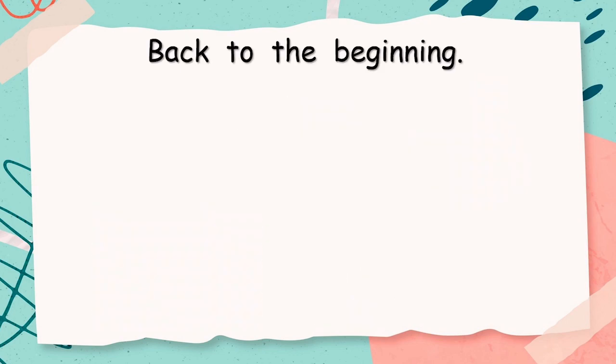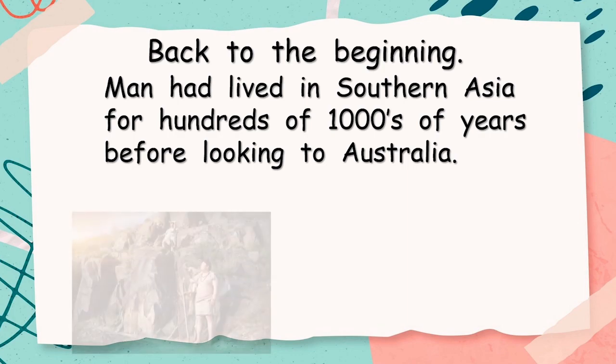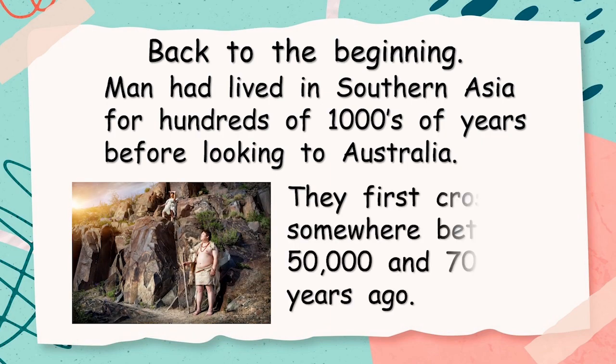Okay, let's go back to the beginning. Man had lived. Okay, we've got another sentence there that's past perfect. Subject, had, past participle. Man had lived in southern Asia for hundreds of thousands of years before looking to Australia. They first crossed somewhere between 50,000 and 70,000 years ago.